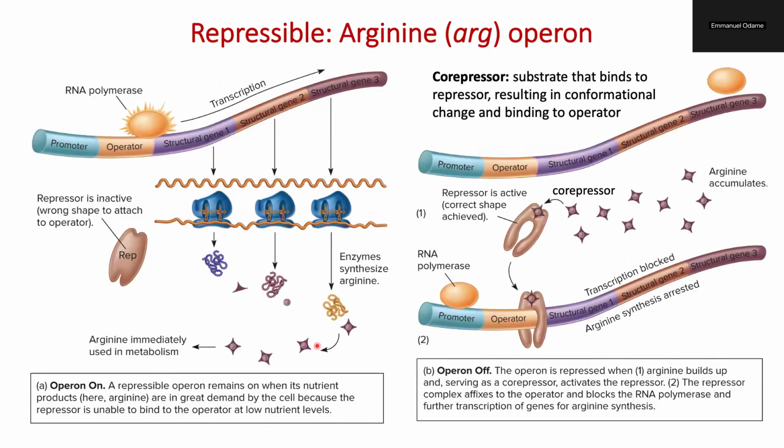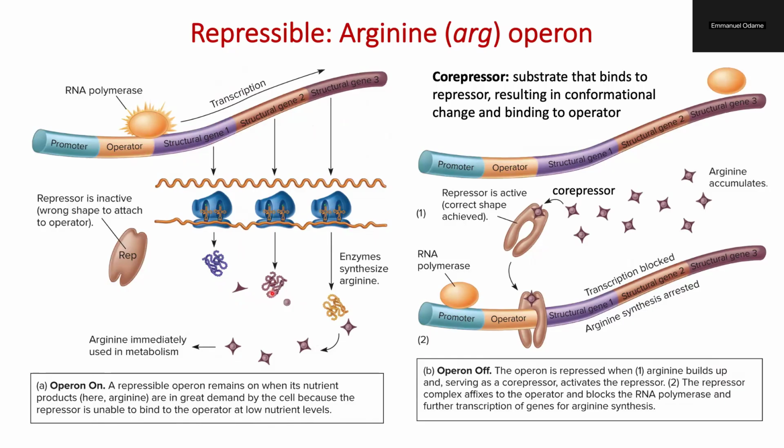So now let's talk about the opposite one. One prime example of the opposite one is the arginine operon. In the repressible operon, transcription is just happening all the time. As you can see, polymerase is there, and there's no repressor present on the operator. So transcription is happening. Everything is being transcribed. All of the downstream genes are being produced.